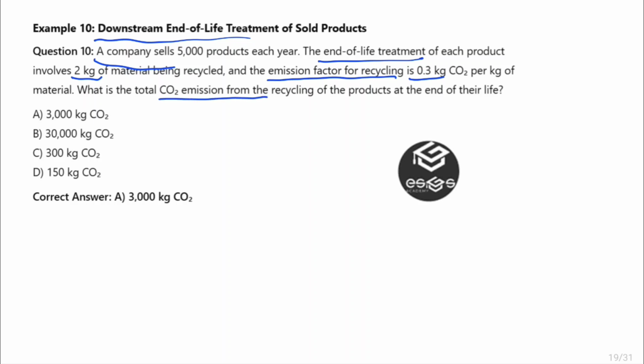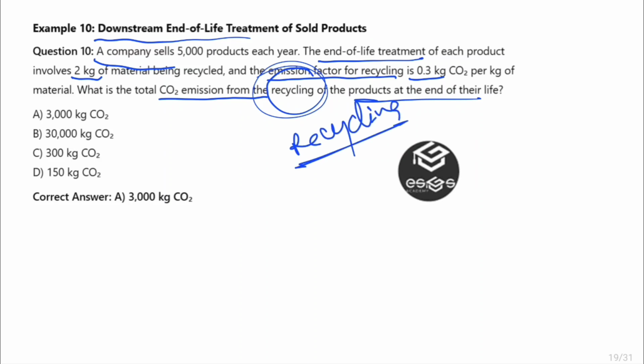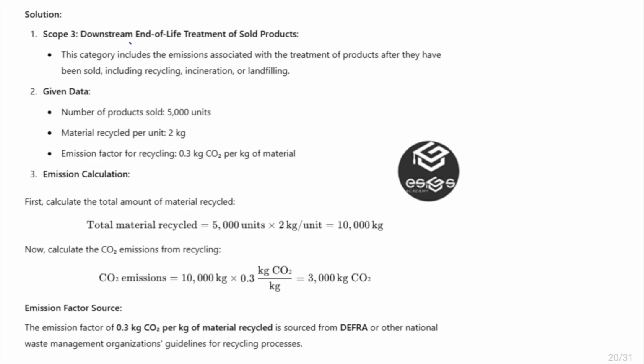Now what will be the total CO2 emission from the recycling of products at the end of their life? What we are doing, recycling of sold products, that is basically end of life treatment. So the answer is 3000, but how we will see in the solution part. Now in this downstream end of life treatment of sold products, the emissions are generated from the treatment of products after they have been sold. This includes recycling, incineration and landfill, but here it is the case of recycling.